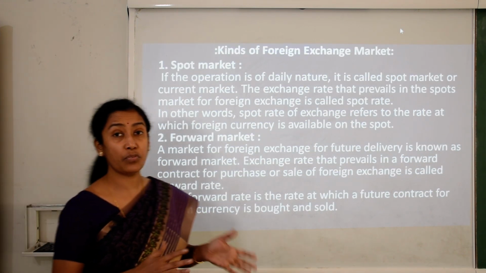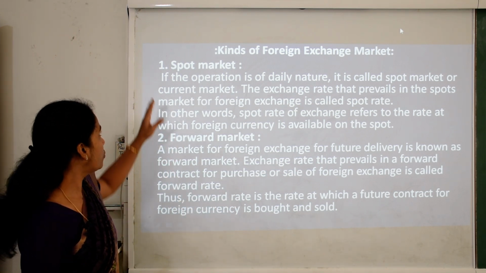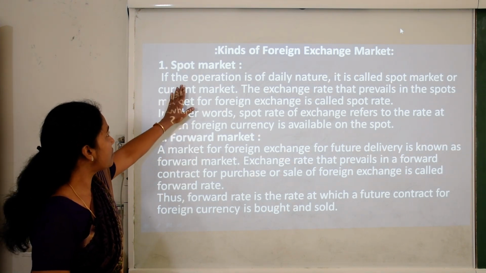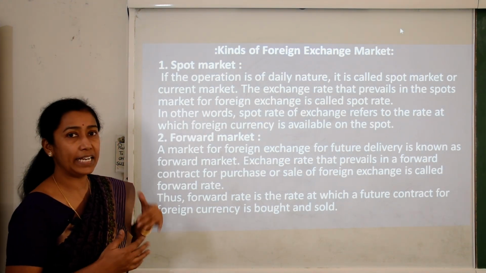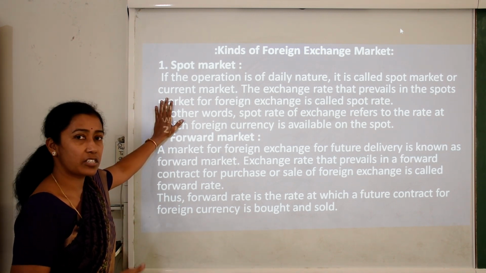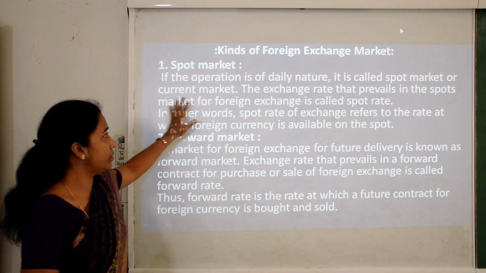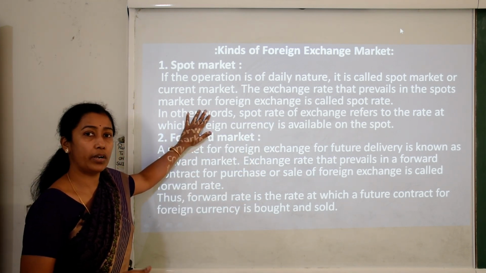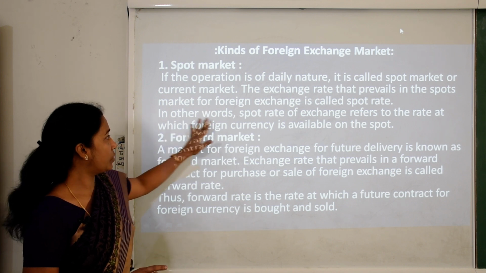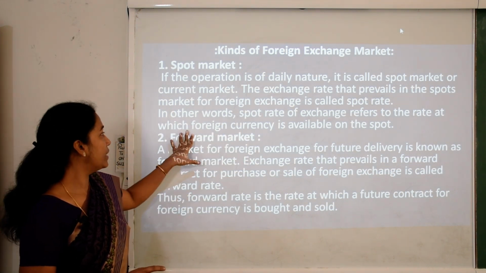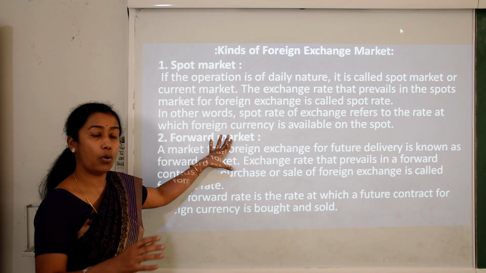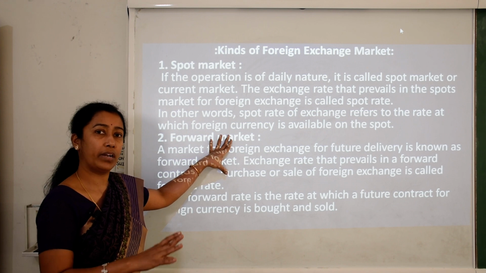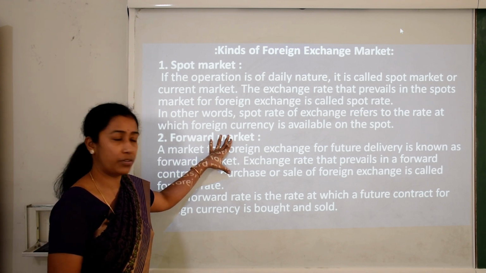Now there are two kinds of foreign exchange market, that is the spot market and the forward market. Spot market means the operation is of daily nature, or daily basis, and we can call it the current market. The exchange rate that prevails in the spot market for foreign exchange is called the spot rate. In other words, the spot rate of exchange refers to the rate at which foreign currency is available on the spot, or at that particular current time.